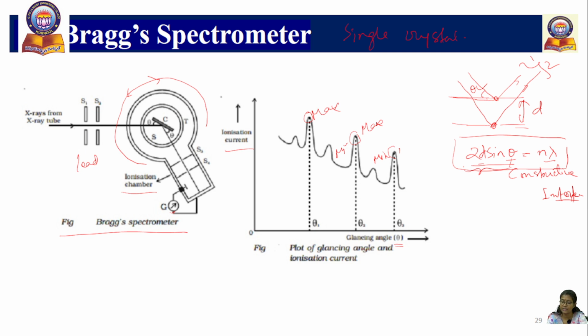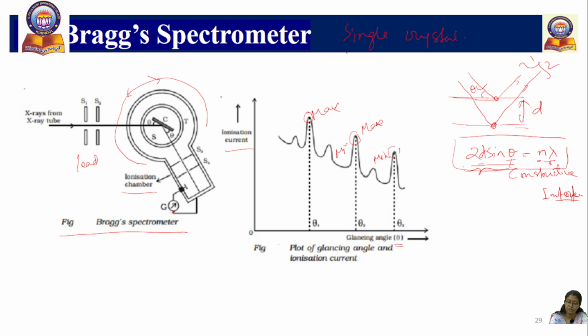So from here, the theta value we can find from this plot of glancing angle along the x-axis and ionization current along the y-axis. Lambda, the wavelength we have used, is known. So considering it is first order, we can easily find the value of d. That is how Bragg's spectrometer works.